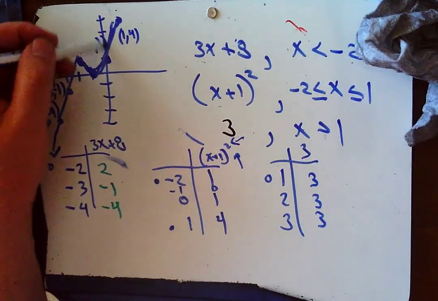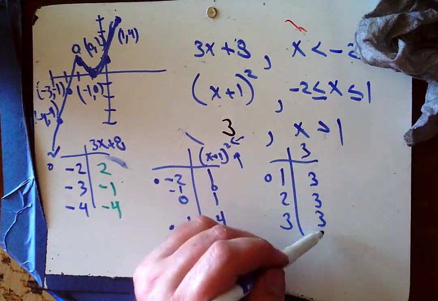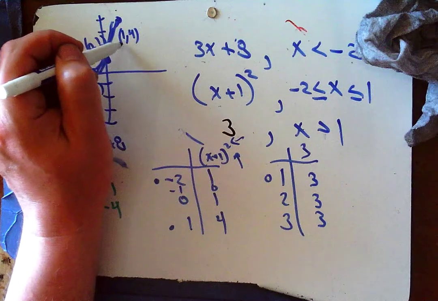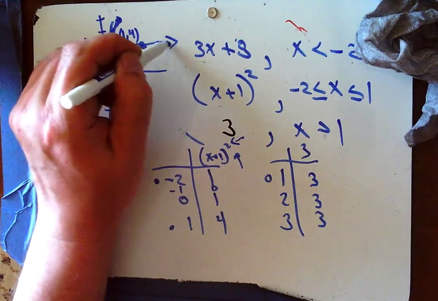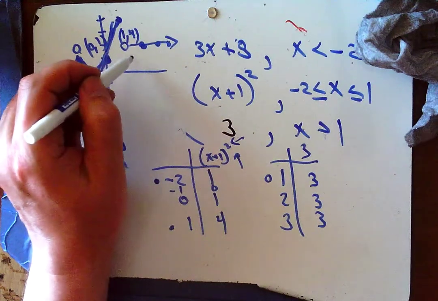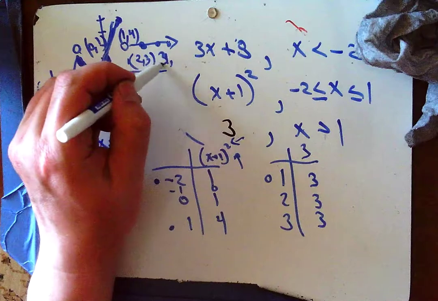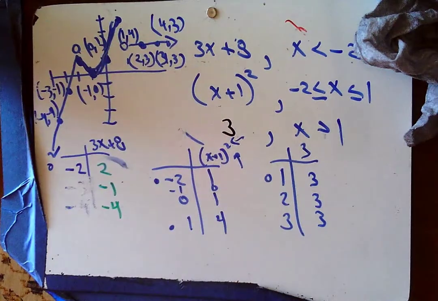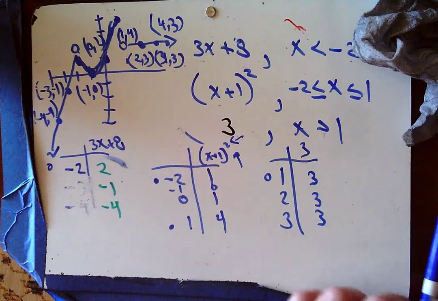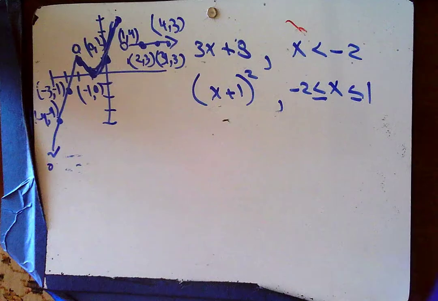This is 0, 1. This is -1, 0. And then finally, 3. So we have an open circle at 3, 3. So we've got 2, 3, and 3, 3, and 4, 3. Okie doke. And what about evaluating this piecewise function? Are you comfortable with that?